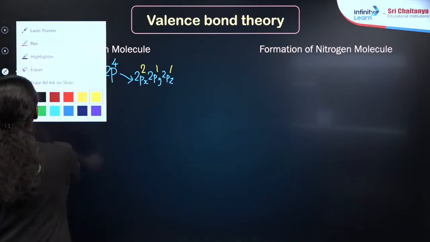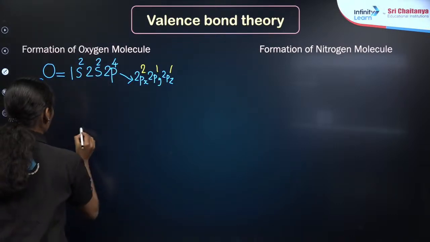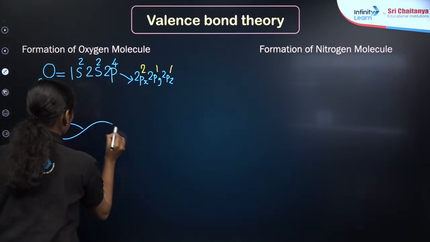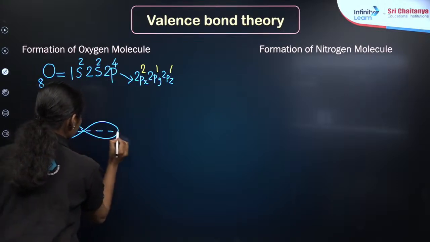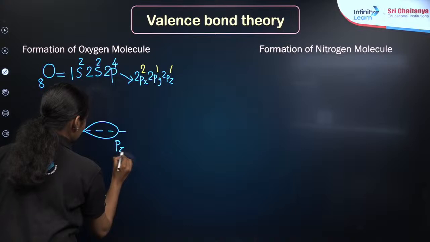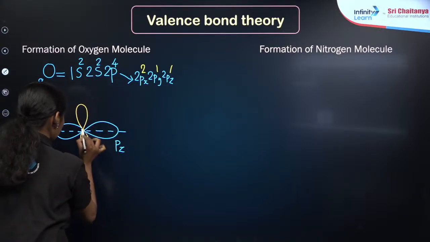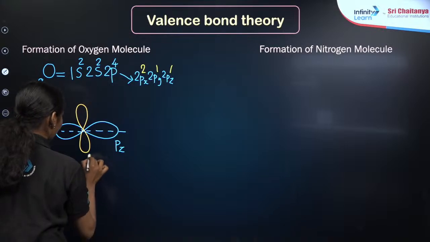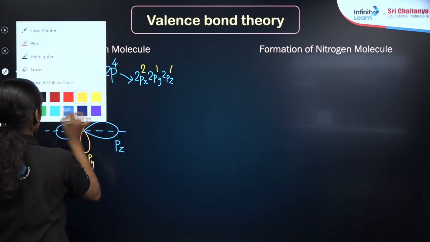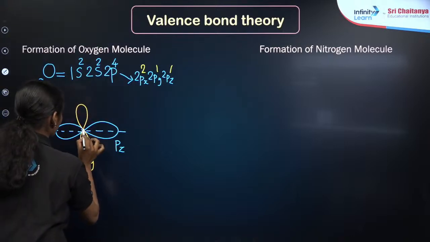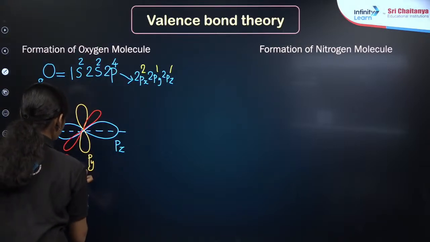So I can draw here. For example, in general, we are taking the internuclear axis as Z, right? So this will be the pz orbital. Then the second one, for simplicity, I am taking this as the py orbital, right? This will be the py orbital. Then what about next? This is the px orbital, right?